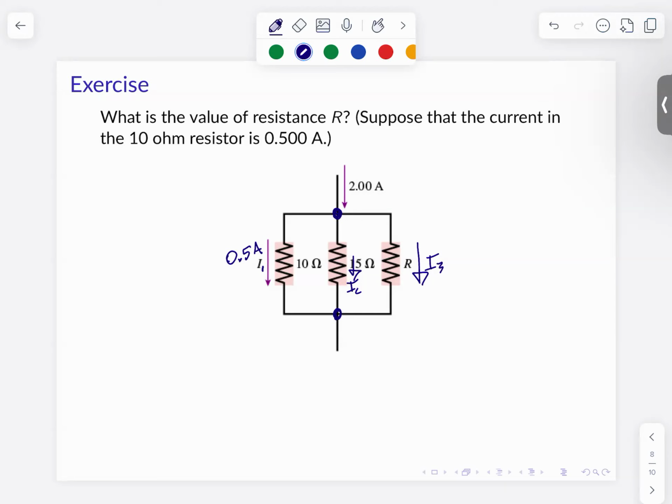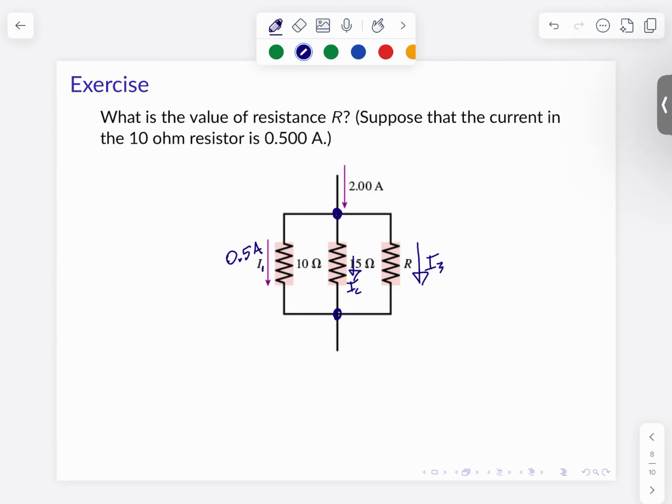What goes in current-wise must come out. What goes into this point? What goes out of this point? If 2 amps goes in, you can't have 3 amps come out. 2 amps goes in, 2 amps must come out.